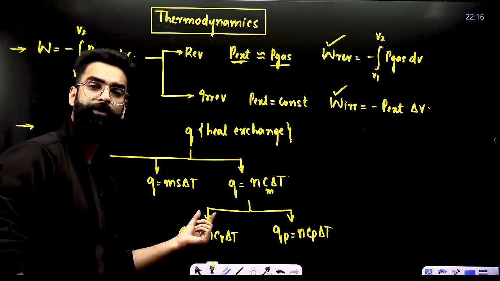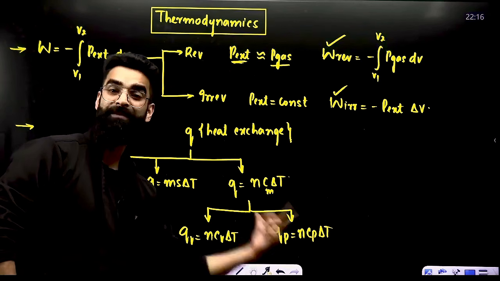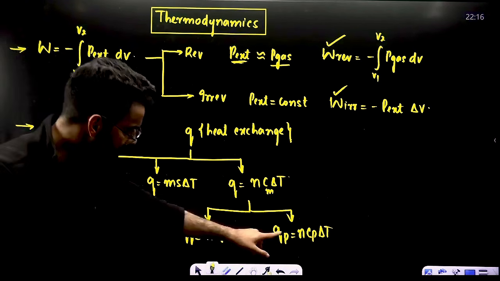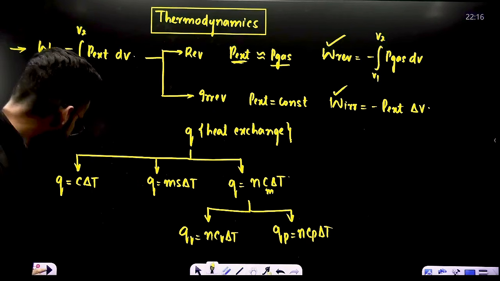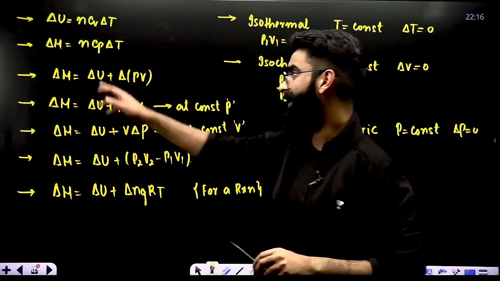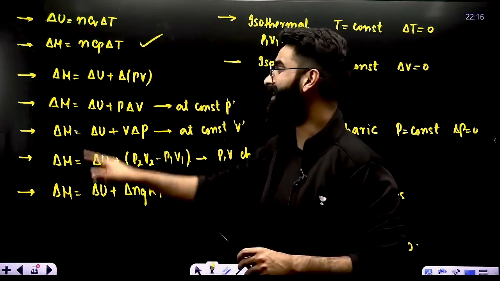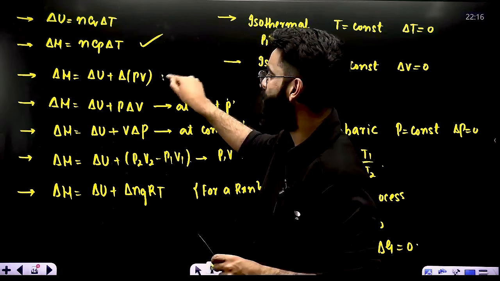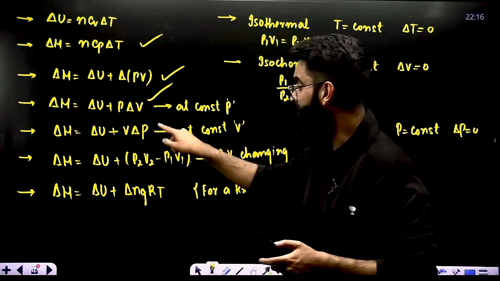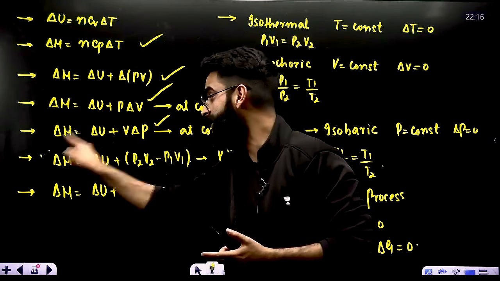Now, at constant volume, this is how you calculate heat absorbed or released at constant volume. This is how you calculate heat absorbed or released by the system at constant pressure. This is valid at constant volume, this is valid at constant pressure. Now, how do you calculate delta U for an ideal gas? Delta U is equal to NCV delta T, delta H is equal to NCP delta T. What is the relation between delta H and delta U? Delta H is equal to delta U plus delta of PV. At constant pressure, you use this particular result. Keeping constant volume, you use this particular result. If pressure as well as volume both will be changing, this is the result.